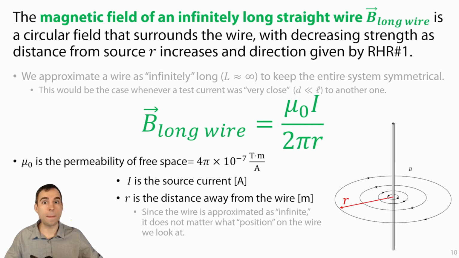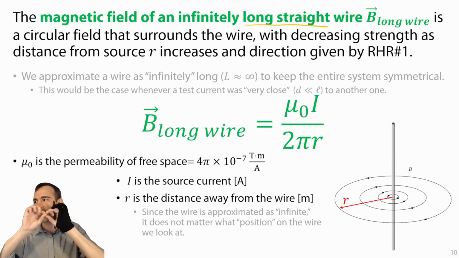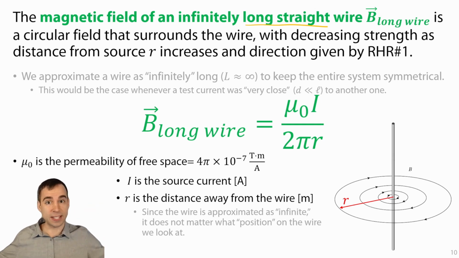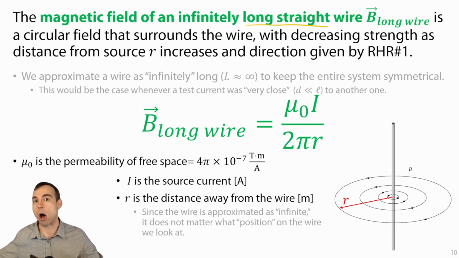We can calculate the magnetic field generated by a long straight wire with a current running through it. We approximate a wire as being infinitely long because that would make the whole situation symmetrical for the entire region of space that we were looking at. Of course, this is a little bit of an approximation, but if we assume that the wire is infinitely long, this would be the case if we were close to the wire, a distance that was much less than the actual length of the wire.